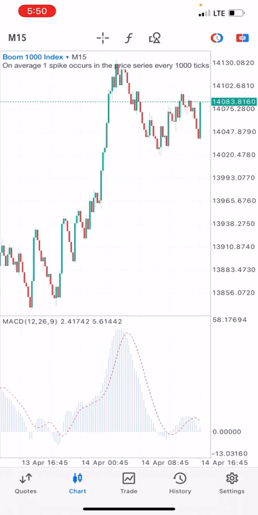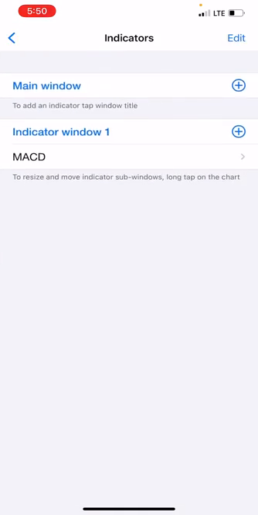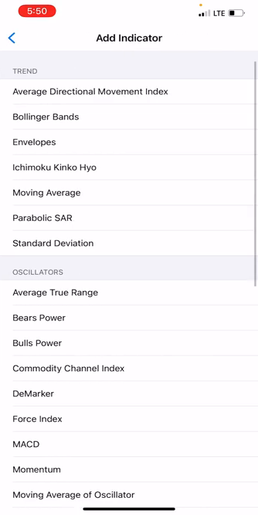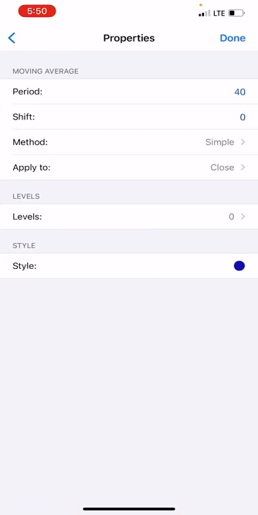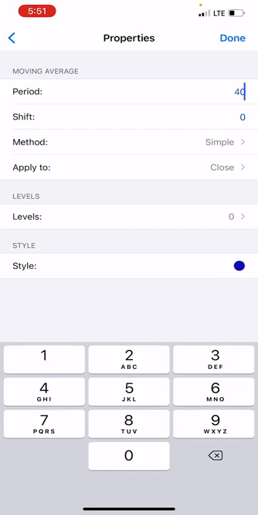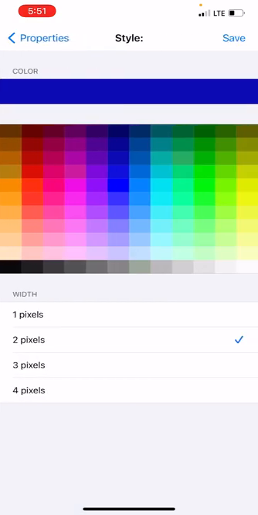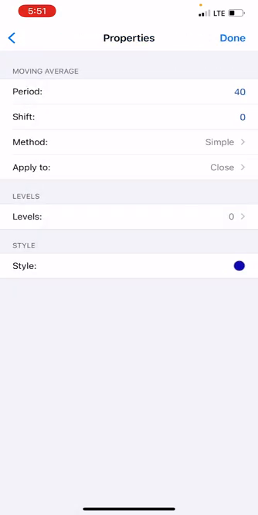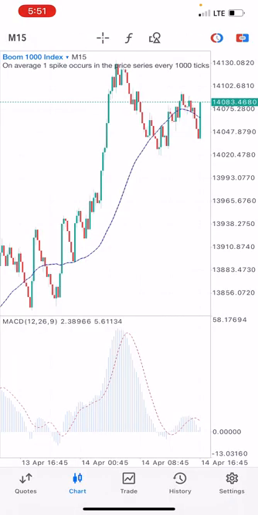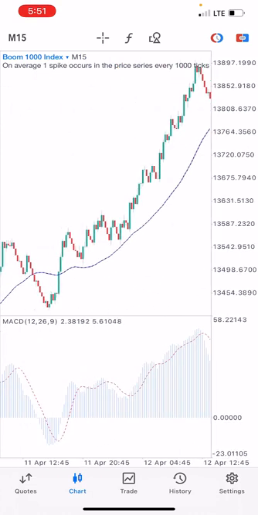Good. So the next indicator, you add a moving average at the main window. Click on the main window plus button and then go for moving average, period 40, shift 0, method simple, apply to close. The levels 0 and the star, use blue. Save and done. As simple as this. This is the strategy. So now, how does it work, guys? That is what I will show you right now.